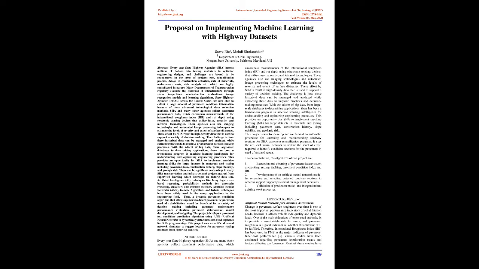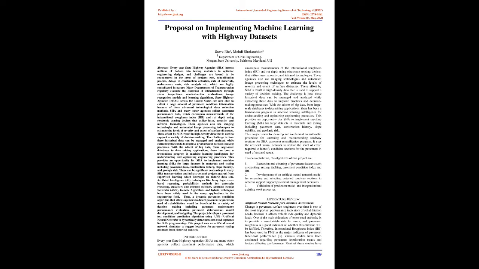SHAs and many other agencies collect pavement performance data, which encompass measurements of the International Roughness Index, IRI, and rut depth using electronic sensing devices that utilize laser, acoustic, and infrared technologies. These agencies also use imaging technologies and automated image processing techniques to estimate the levels of severity and extent of surface distresses. These efforts by SHAs result in high-density data that is used to support a variety of decision-making.